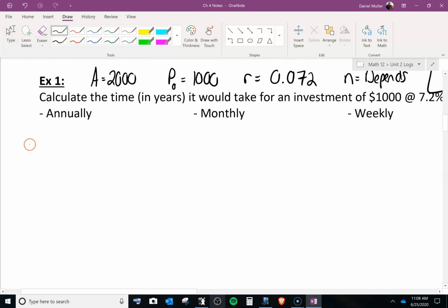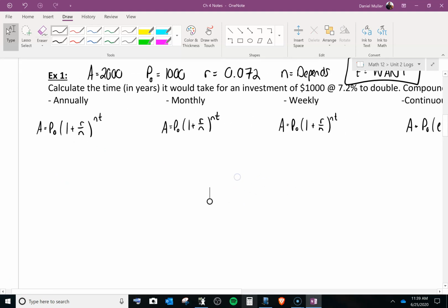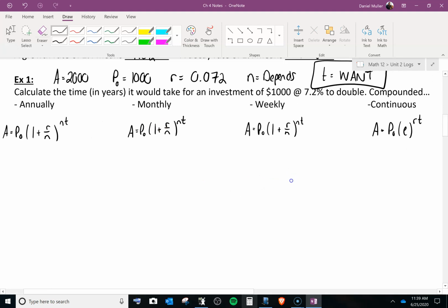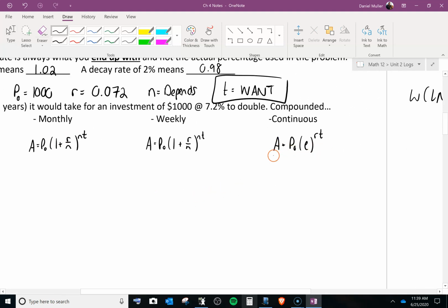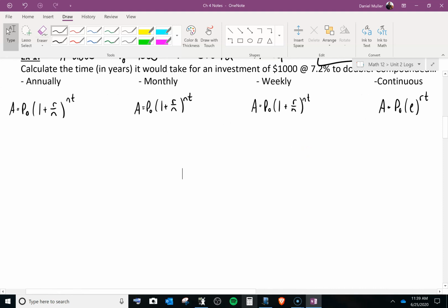So let's start by first writing down the formula. You can do this: 1 plus r over n, to the power of n times t. You can write this formula 4 times here. All right, so I got these 4 formulas. They're all the same. Oh, they're not actually. Annually, monthly, weekly, continuous. I had to make the continuous formula because it's compounded continuously, so we use the e notation there.